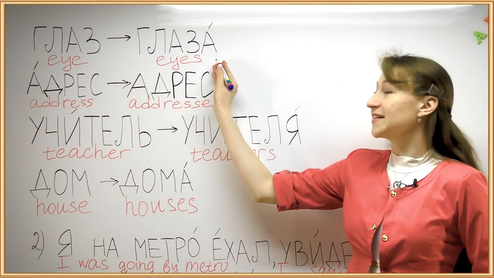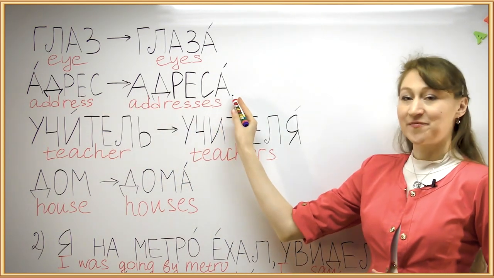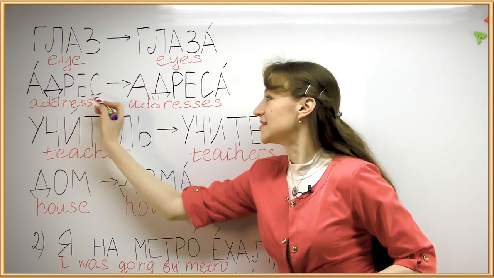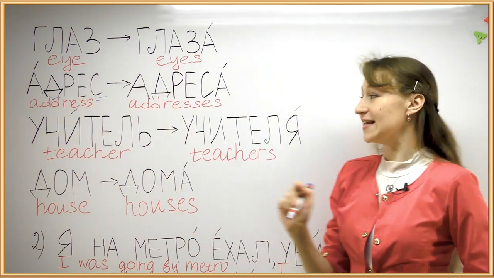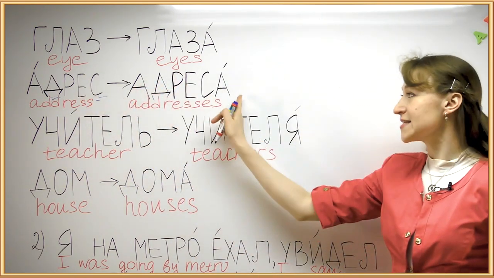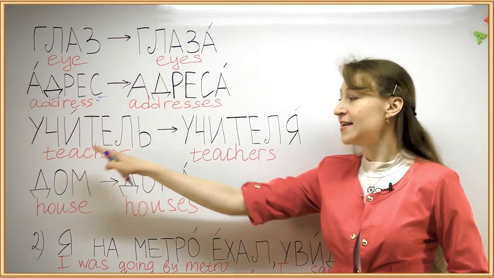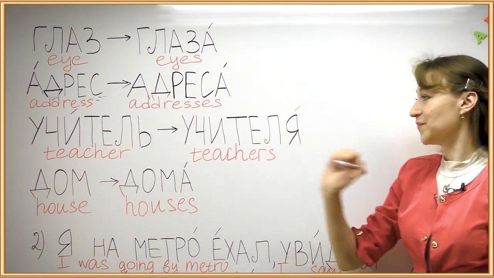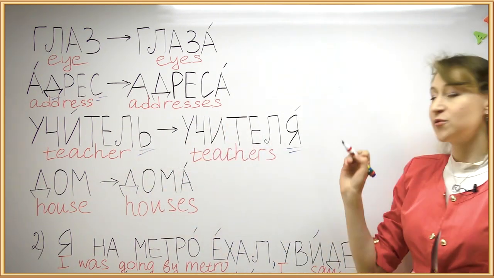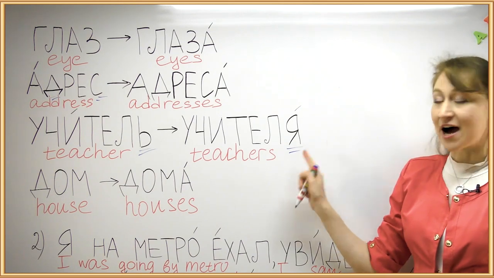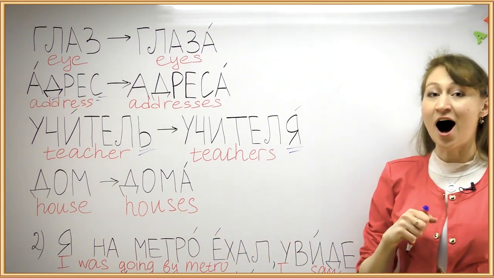Глаз, глаза. Адрес, адреса. Pay attention again that we have one D and one S here, not like in English. Адрес, адреса. The emphasis shifts again. Учитель, учителя. So in this word, we have the soft ending, so we'll put the soft variant, Я. In these, we have hard endings, so the ending А.